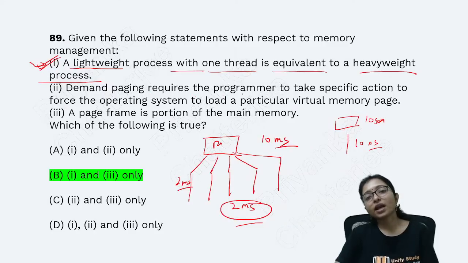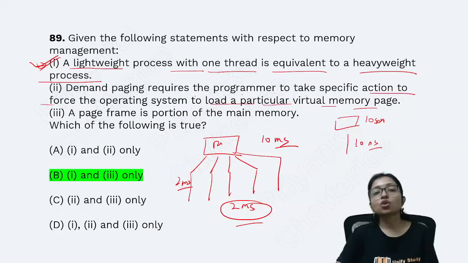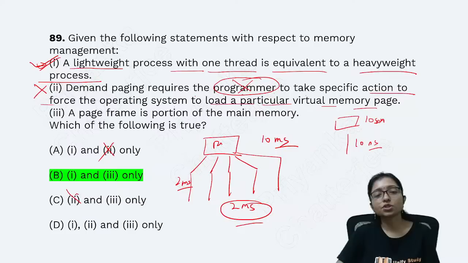Demand paging requires the programmer to take specific action to force the operating system to load the particular virtual memory. It is wrong. Here it is not required any specific action for the programmer because it is handled by the operating system. Paging is automatically handled by the operating system. Programmer involvement is not there. That's why it is wrong. By eliminating option 2 also you can get the answer.